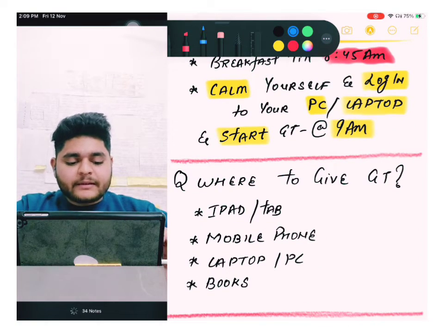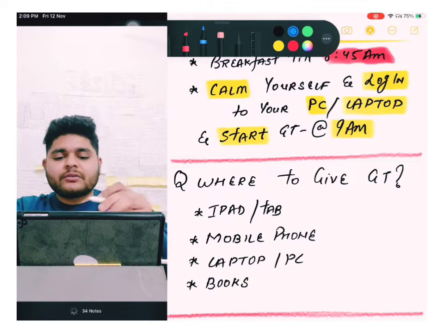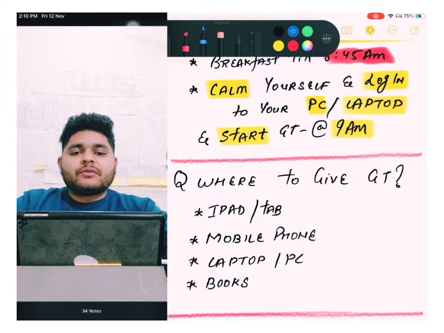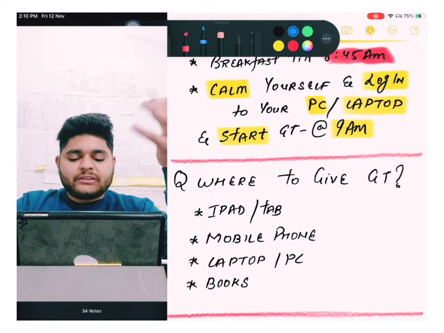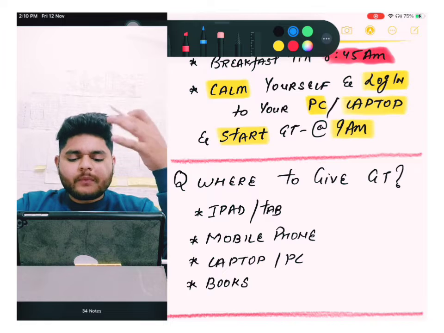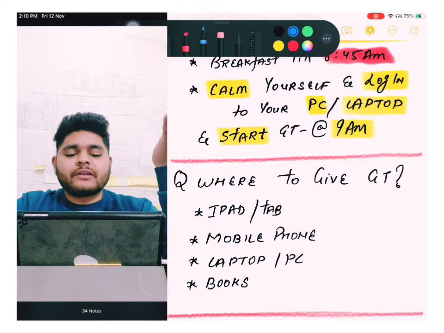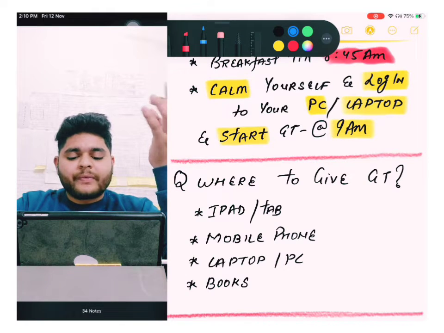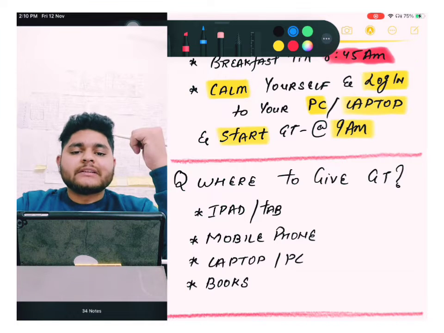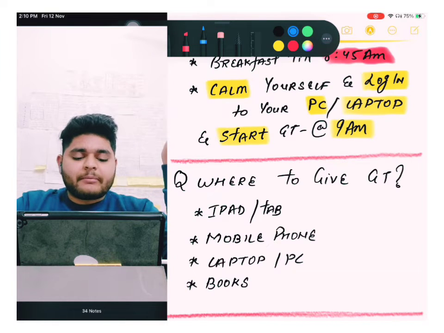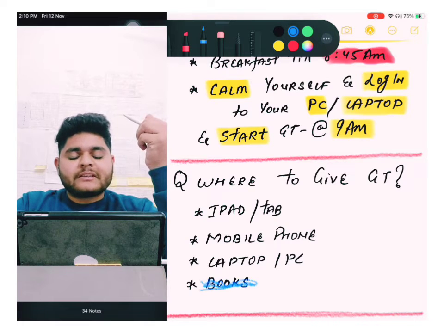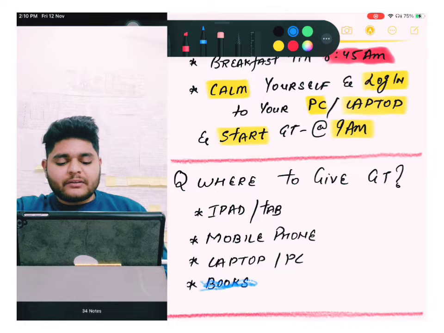Then, where to give the GT? Now this is a very interesting question and I have different answers to it. We have a few options. We can give it on an iPad or tab, which is very common nowadays. Most people use iPads or tabs for their video lectures. Or we can give it on a mobile phone. Everyone has an Android or iOS mobile phone with an app where they can give GTs. We can do it on a laptop or PC. And the very old method, which is now actually old, is books. So I don't think you should give it on books.